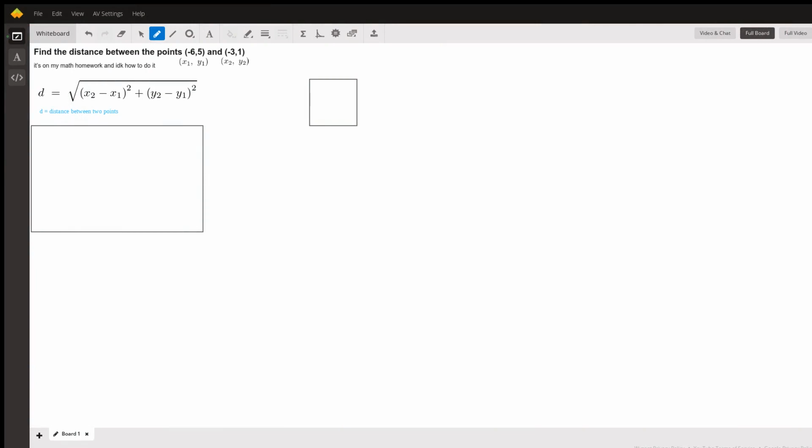Hi Jenna, great question. For this problem, you will be using the distance formula, where d, which represents the distance between 2 points, is equal to the square root of (x2 minus x1) squared plus (y2 minus y1) squared.